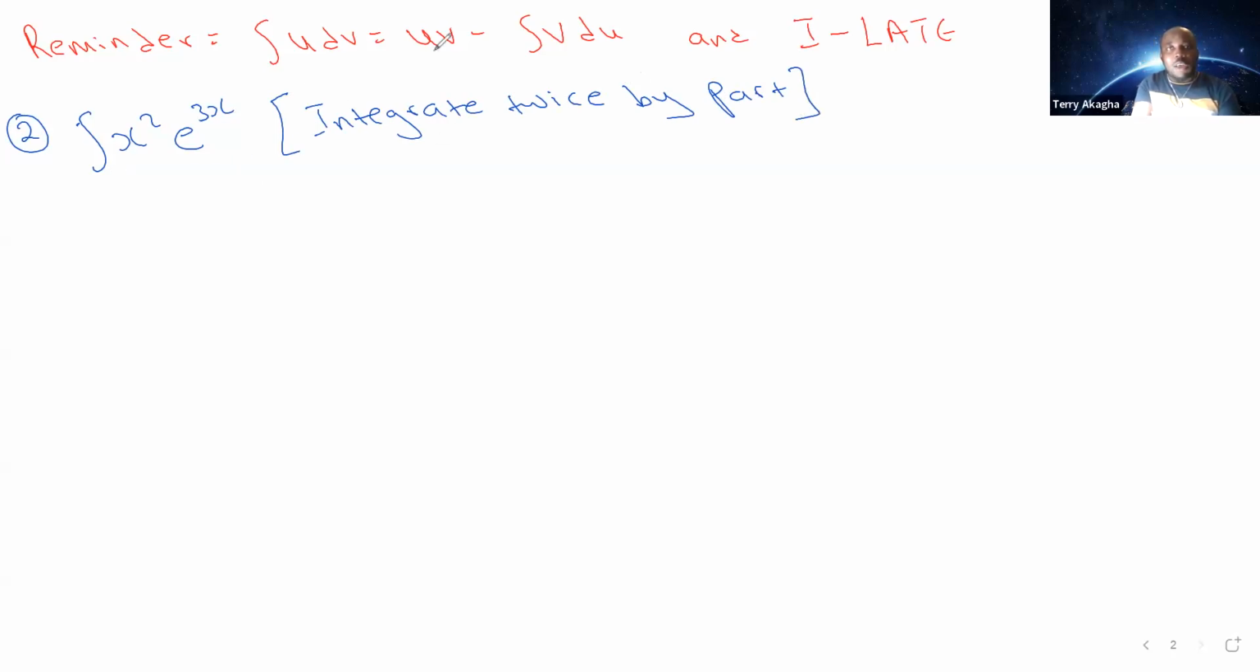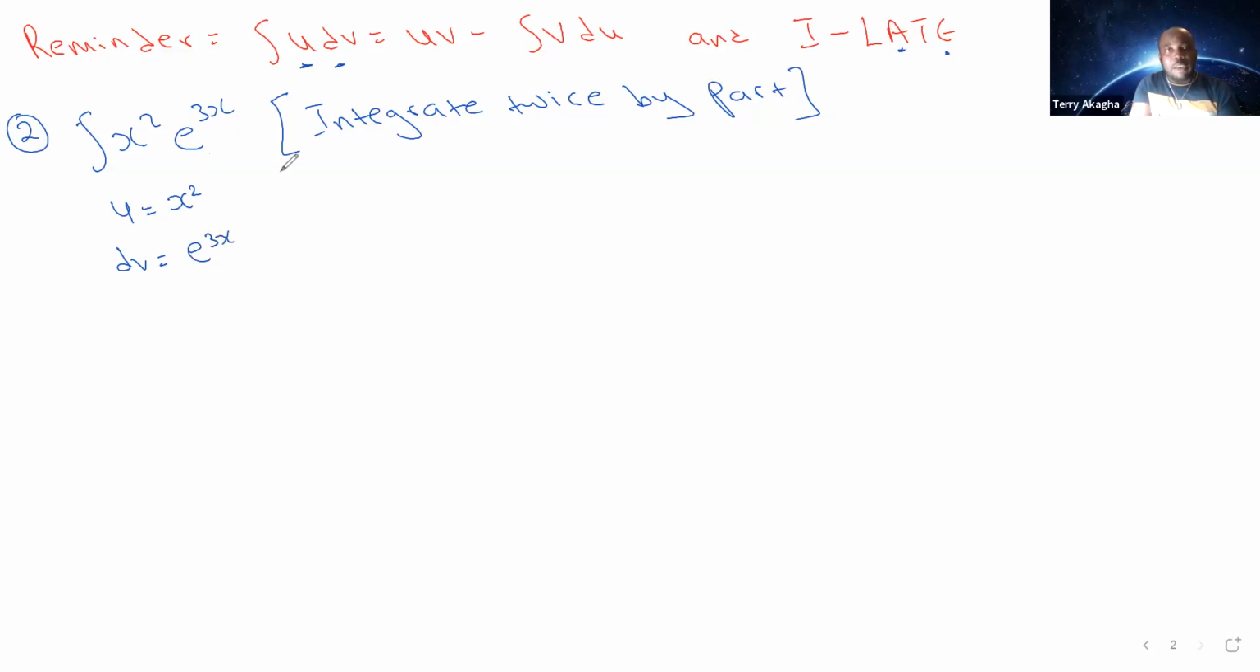Now, we have this. As usual, we need to know which is the u and which is the dv. Now we have algebra and exponential. Therefore, our algebra is going to be the u, and our exponential is going to be the dv.